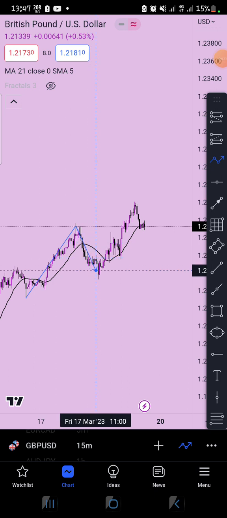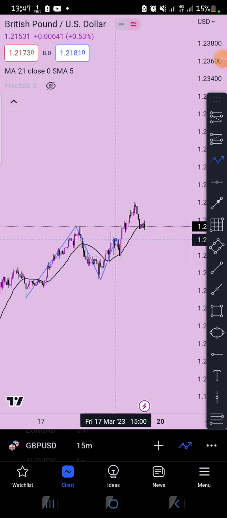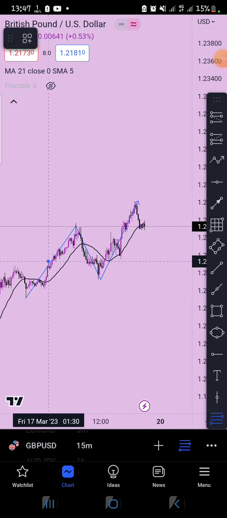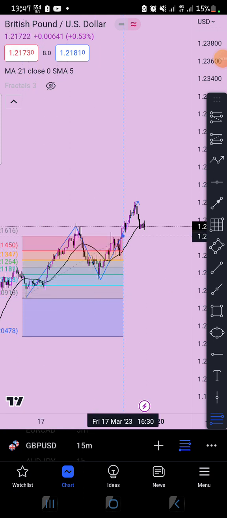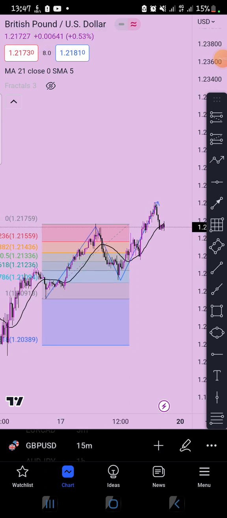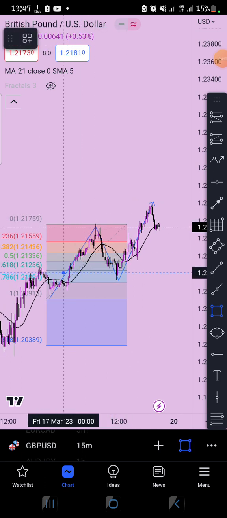Then I want to measure this point C, and then the continuation of the impulsive move. So I will take my Fibonacci tool over here. So this is an uptrend. I'll click on A, drag to B, and I get to know that this point is at my Fibonacci level.